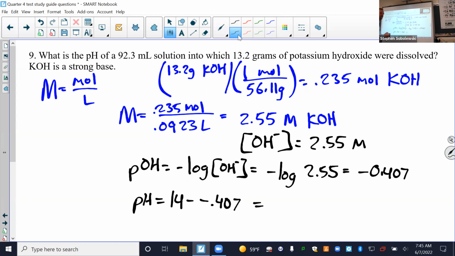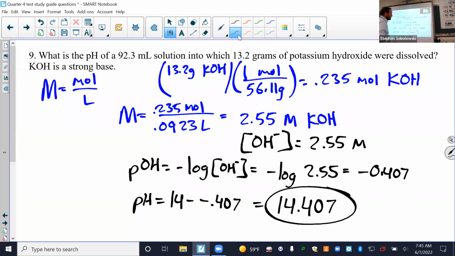0.407. Now, since the 14 in that formula is assumed to be an infinite 14, I'm actually going to assume that's 14.000. So I'm going to have my final answer be 14.407. So I end up with 5 sig figs here. Now, if you solve this differently, using the other process, you would possibly have fewer sig figs in your answer. I'm trying to do the math in my head. But anyway, that's the gist of this problem.